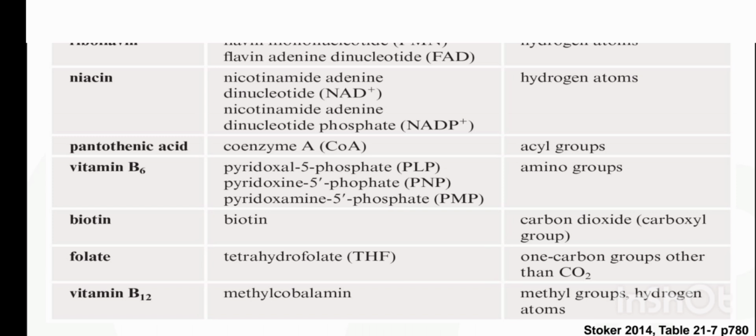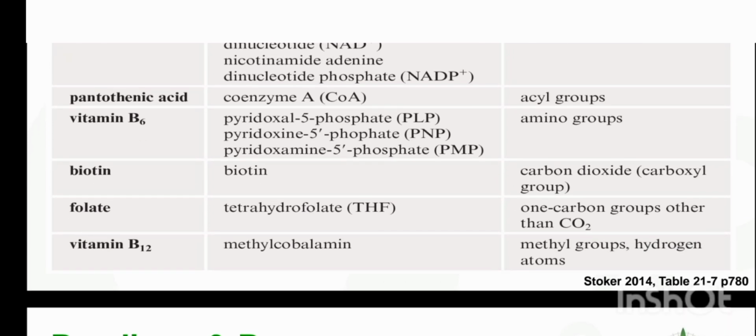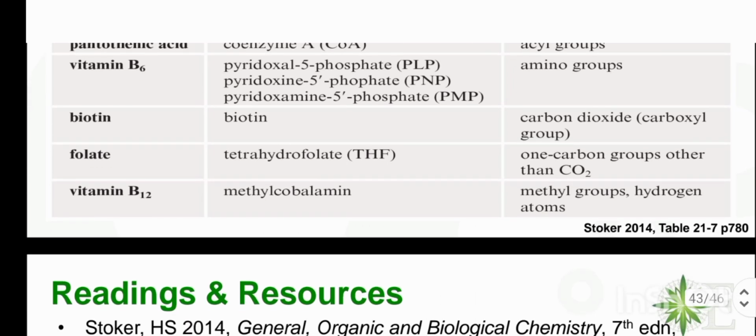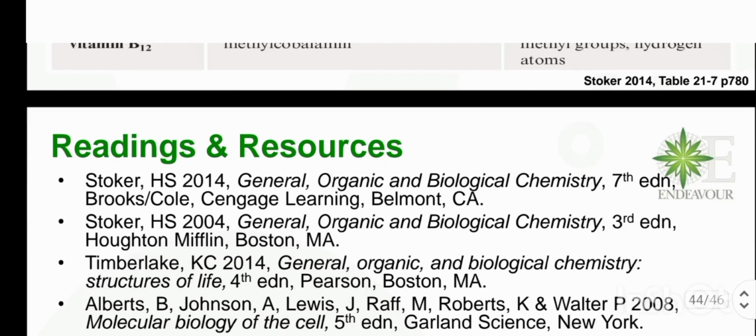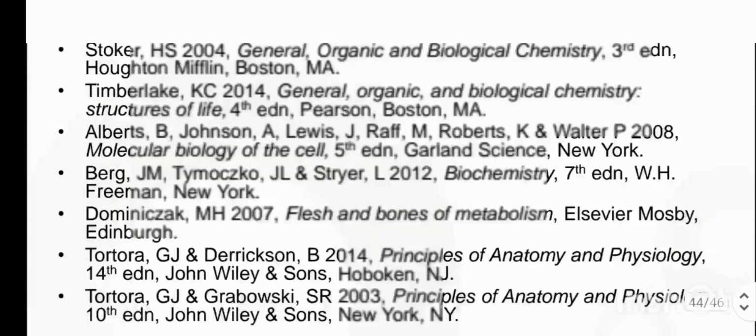Vitamin B6: pyridoxal 5-phosphate, PLP, pyridoxine 5-phosphate, PNP, and pyridoxamine 5-phosphate, PMP, amino group. Biotin: carbon dioxide, carboxyl group. Folate: tetrahydrofolate, THF, one-carbon groups other than CO2. Vitamin B12: methylcobalamin, methyl groups, hydrogen atoms. Thank you. This is all about enzymes and coenzymes.